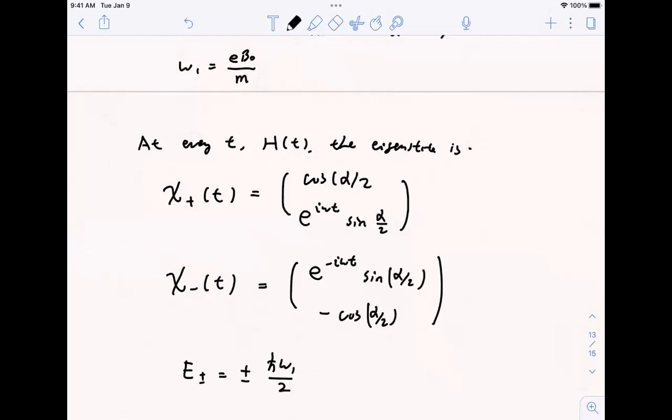So this is along the instantaneous B field. Spin up, spin down along B(t). For every B(t), you have a spin up and spin down.